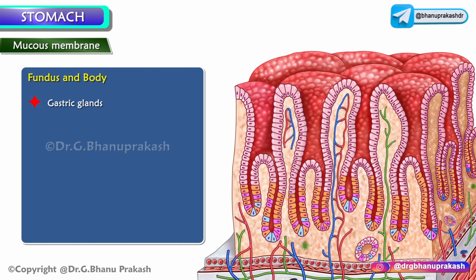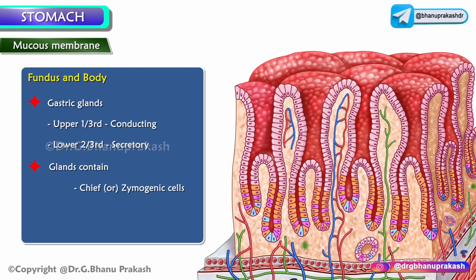They are tall and simple tubular glands. So these gastric glands, of which the upper 1/3 are conducting and the lower 2/3 are secretory in nature. Next, the chief or zymogenic cells, oxyntic or parietal cells, and mucous neck cells are mainly seen in these glands.